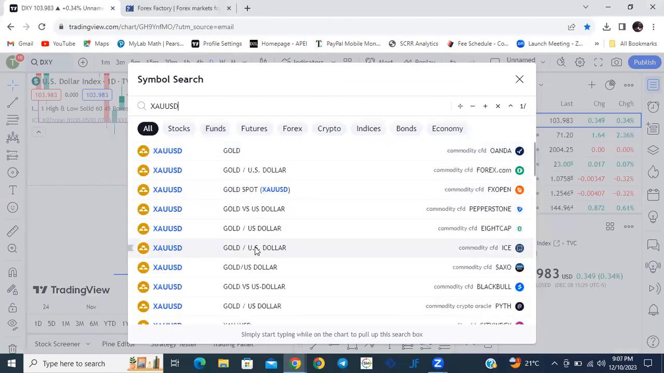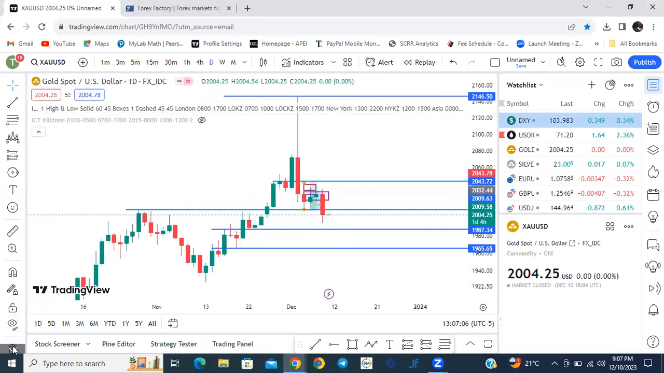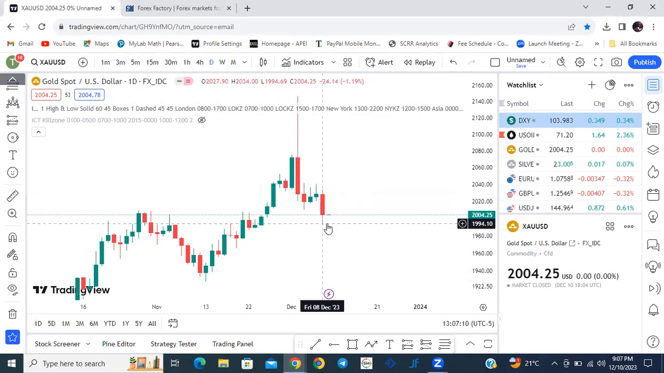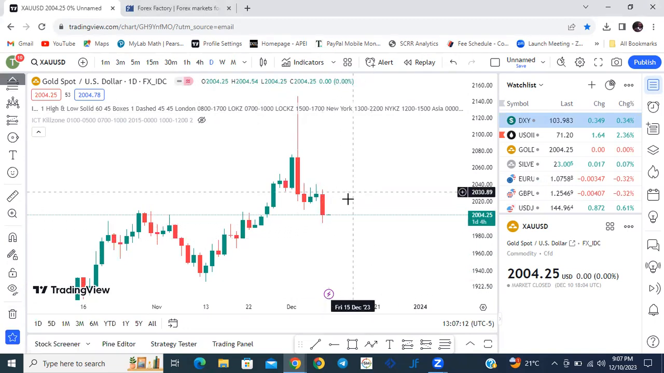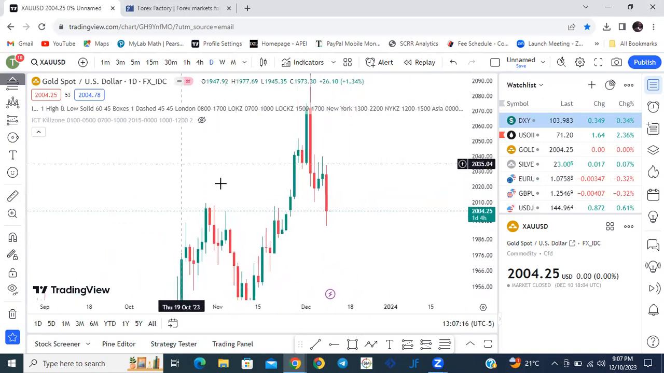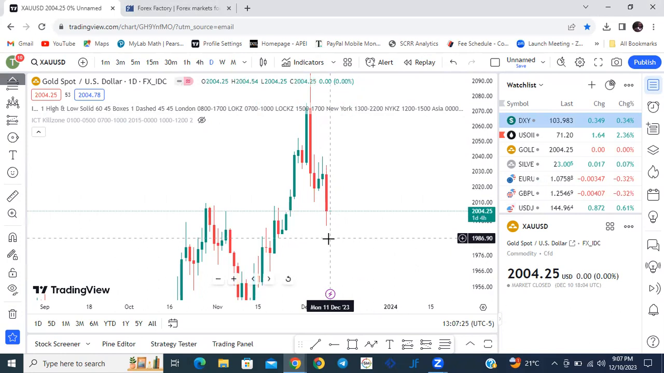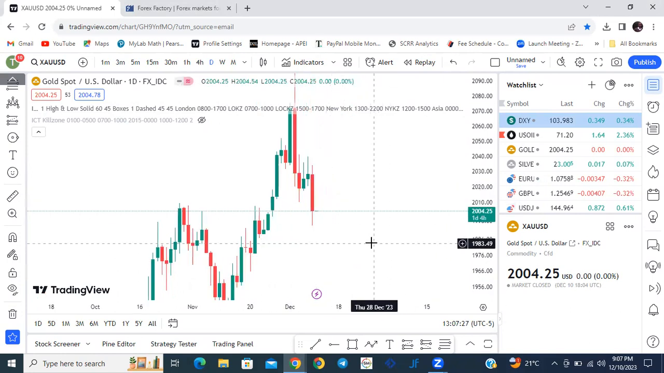So with gold, allow me to delete this so that you can appreciate the price action. With gold, what we had yesterday, basically on Friday, was due to the NFP. The data was positive for the dollar, and that is the reason we saw gold sell off.